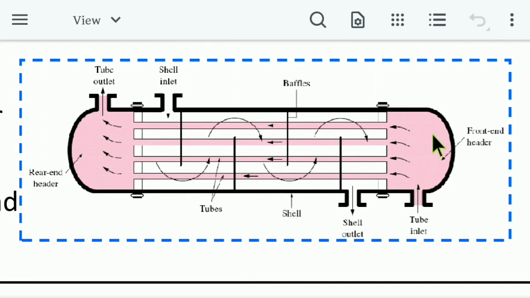This is the shell, this black line, and these four are the tubes. There are four baffles. This is the direction of flow: shell inlet from the upside, shell outlet, tube inlet from the downside, tube outlet to the upside. This is the front end header and this one is the rear end header. So this is a basic figure of a shell and tube heat exchanger.